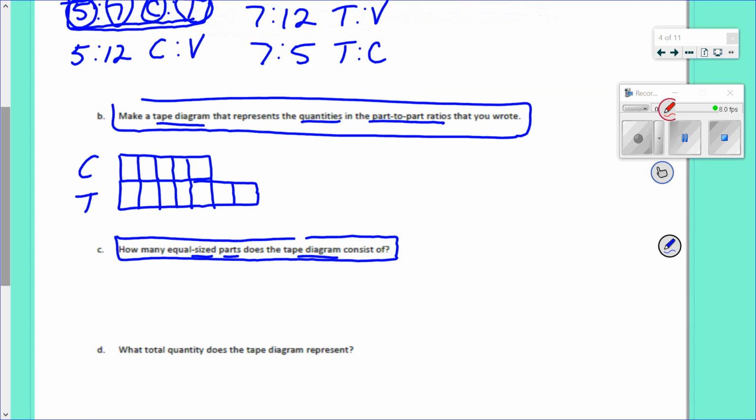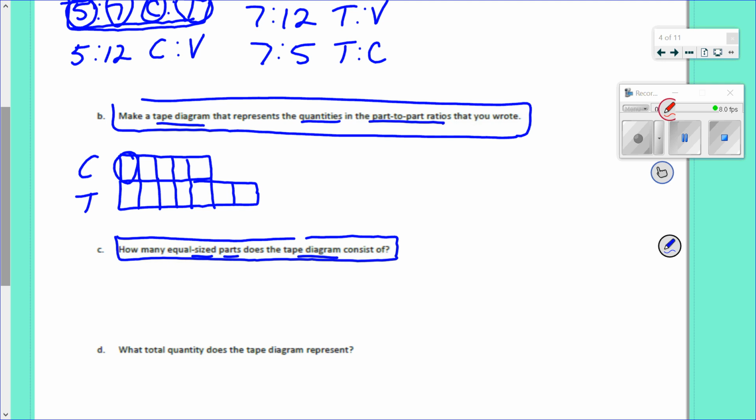Okay, let's get back to our question. How many equal-sized parts does the tape diagram represent, really? 1. No. 2. 1 is right here. That's one equal part, right? How many equal parts are there in my tape diagram?